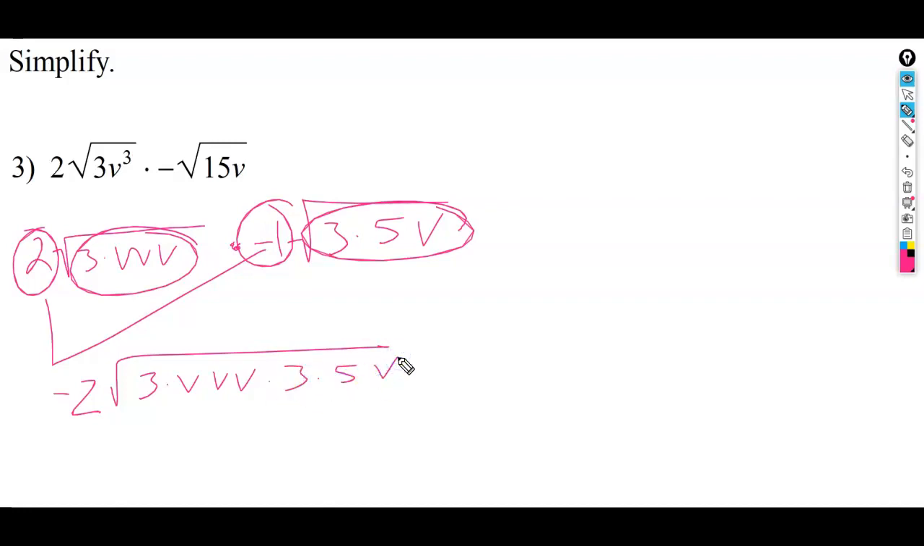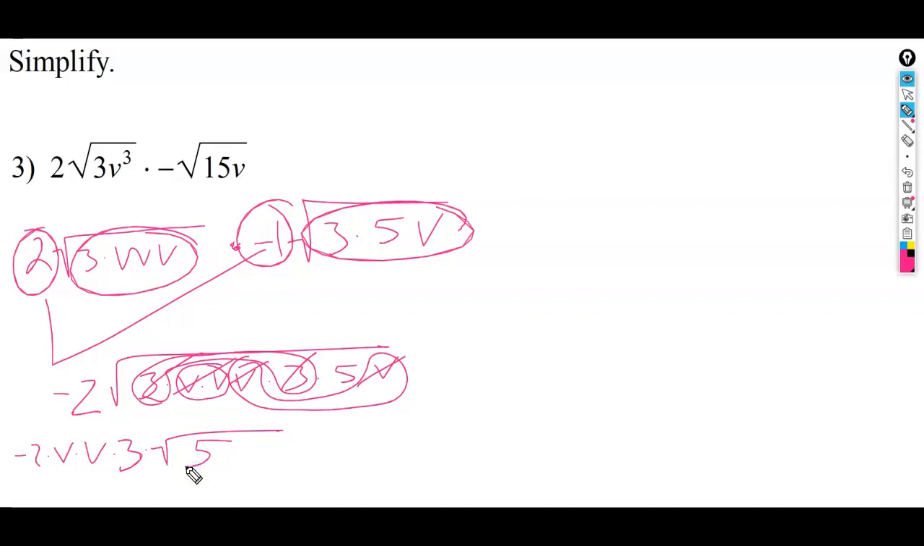Now I'm not going to multiply them together though. The reason why is because when you're doing square roots, you want things broken apart so you can find your pairs, right? So I've got a pair of v's here, so I can take a v out. I've got another pair of v's right here, so I can take another v out. And then I have a pair of 3's here, so I could take a 3 out. And the 5 has no pairs, so that 5 stays under the root.